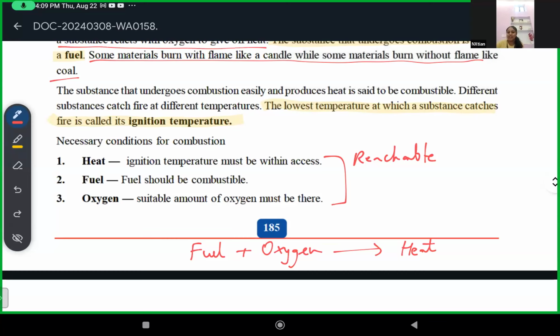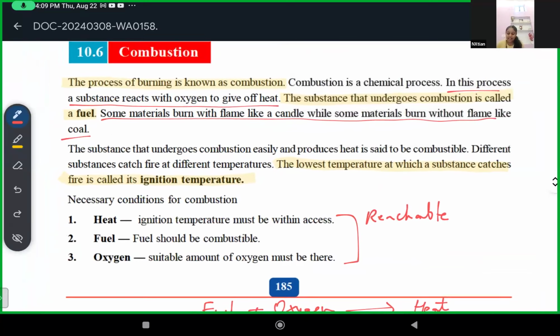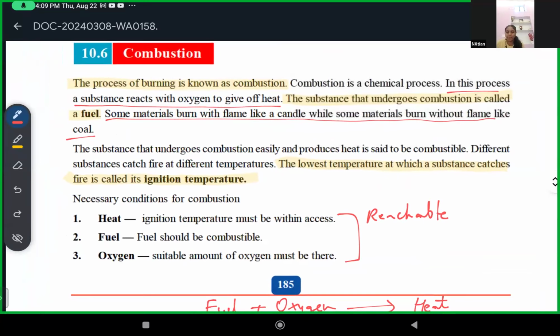So yes, combustion is actually the process of burning. Okay, that's right. Simeon is producing a fire in the background.